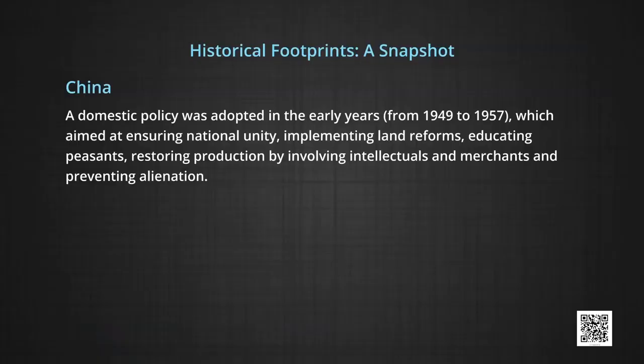Come to the historical footprint. First, we'll talk about China. Establishment of People's Republic of China in 1949 brought under government control all critical sectors of the economy, enterprises and lands operated by individuals. A domestic policy was adopted in the early years, that is from 1949 to 1957, which aimed at ensuring national unity, implementing land reforms, educating peasants, restoring production by involving intellectuals and merchants, and preventing alienation.